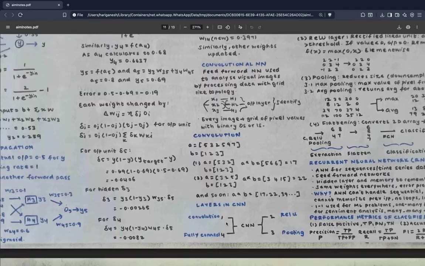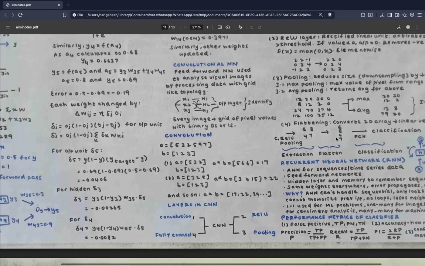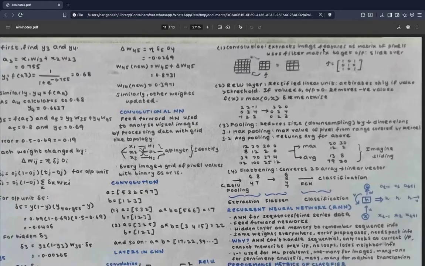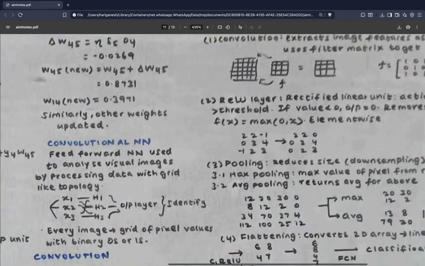So in a CNN, there are four layers. The first is a convolution layer, the second is a ReLU layer, the third is a pooling layer, and the fourth is a fully connected layer. The first is convolution, which extracts an image feature as a matrix. So you slide this matrix over each. You take this 3 by 3 matrix, put it on the first 3 by 3 here, then you move it one column over, and then you move it one more column over.